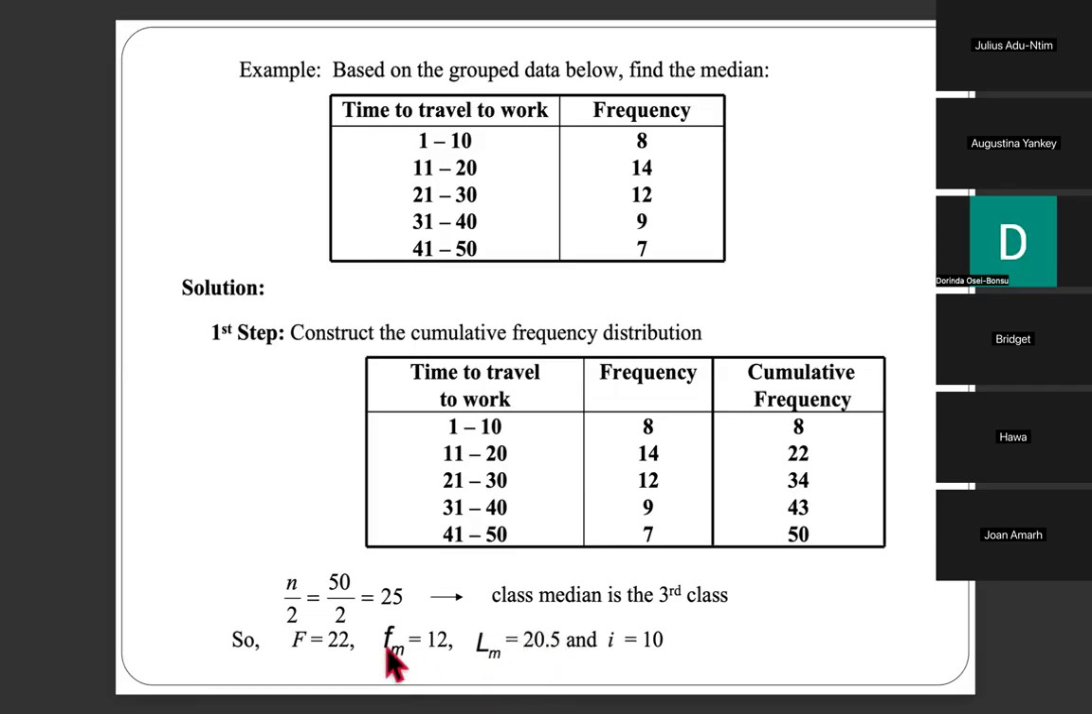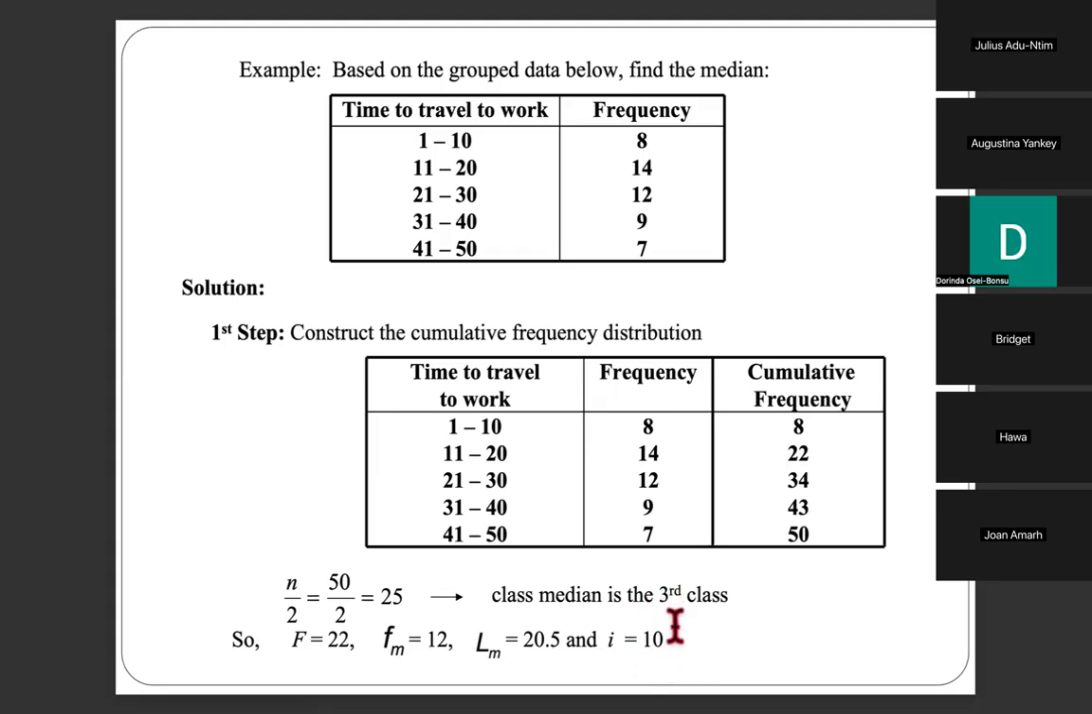This fm is the frequency on your median class. We are saying that this is our median class, and the frequency on our median class is 12, which is this. This 22 is the cumulative frequency before our median class. This i here is the class width.